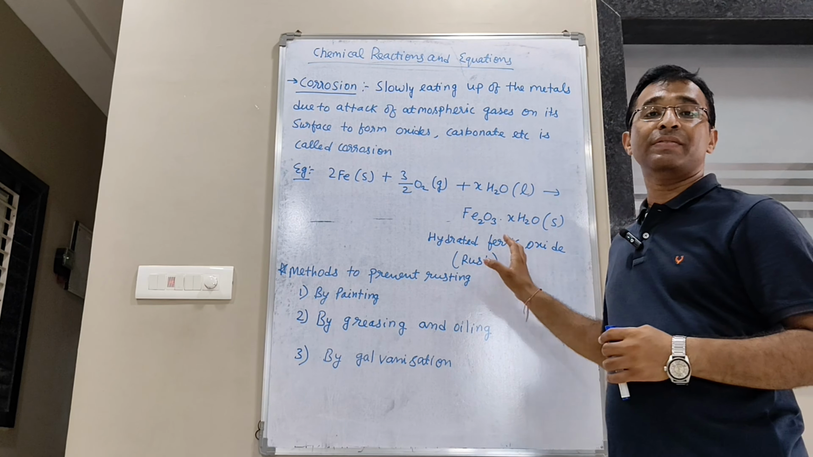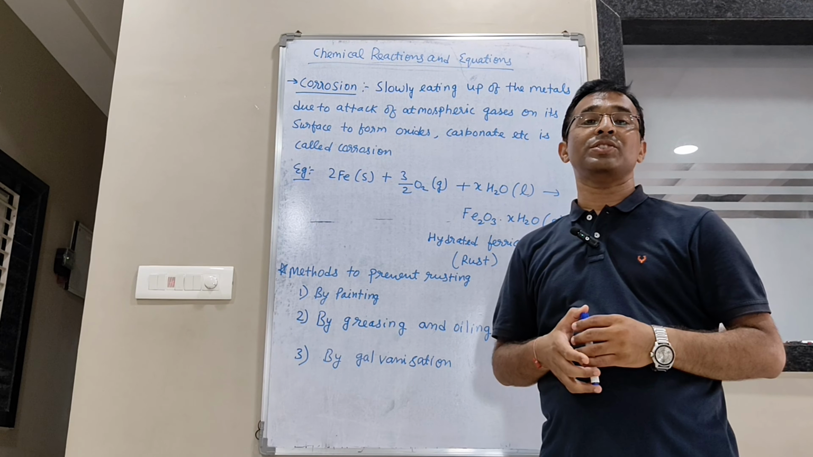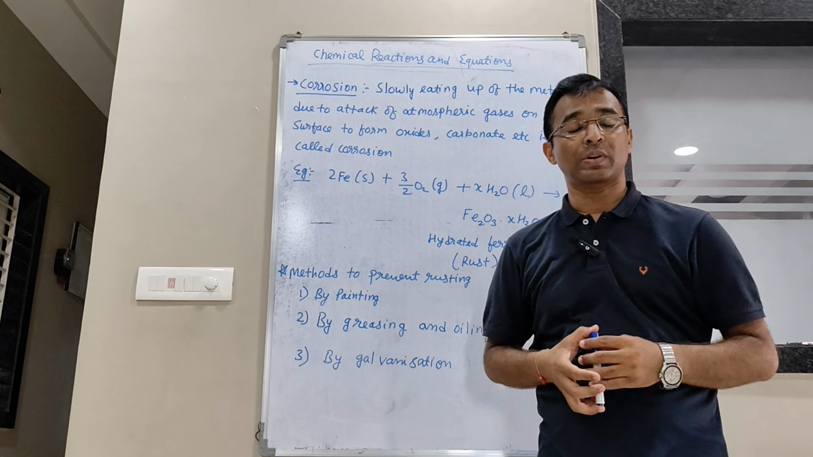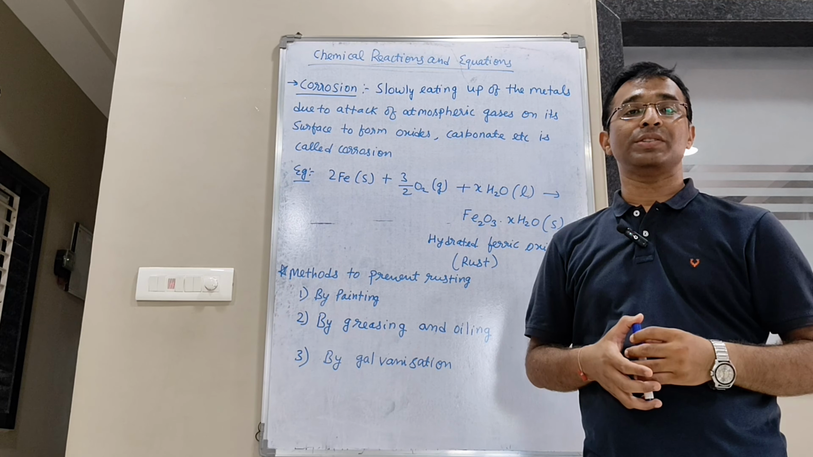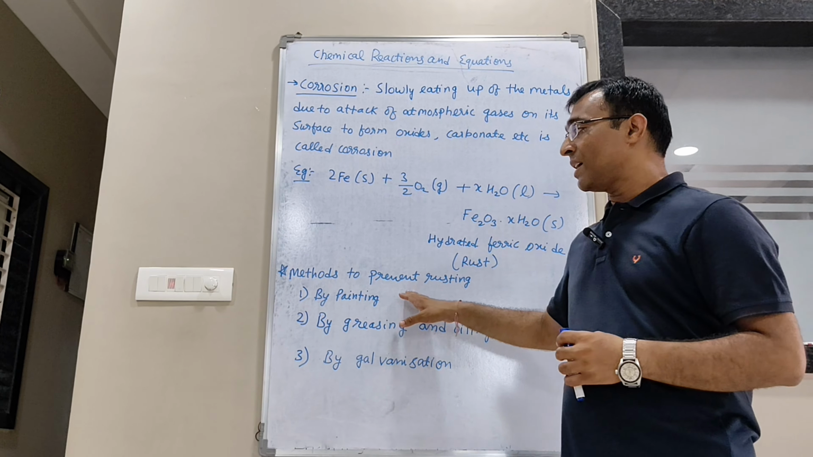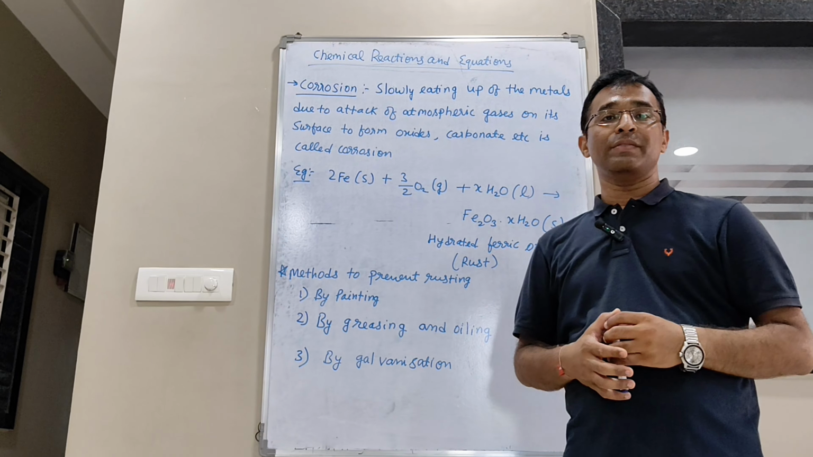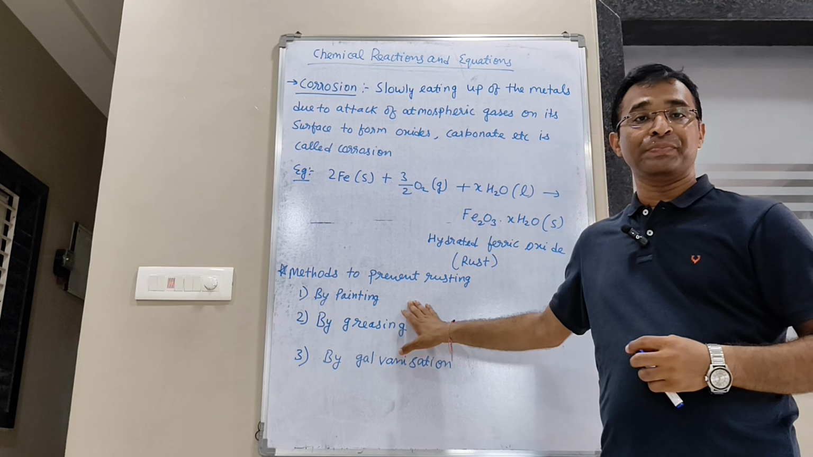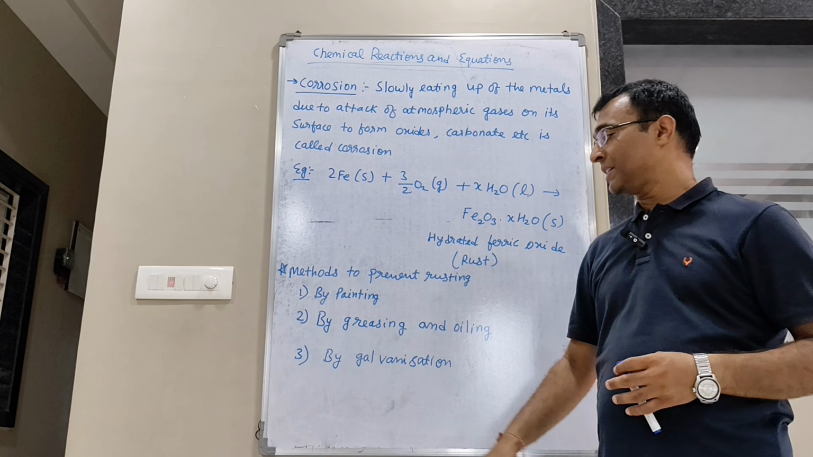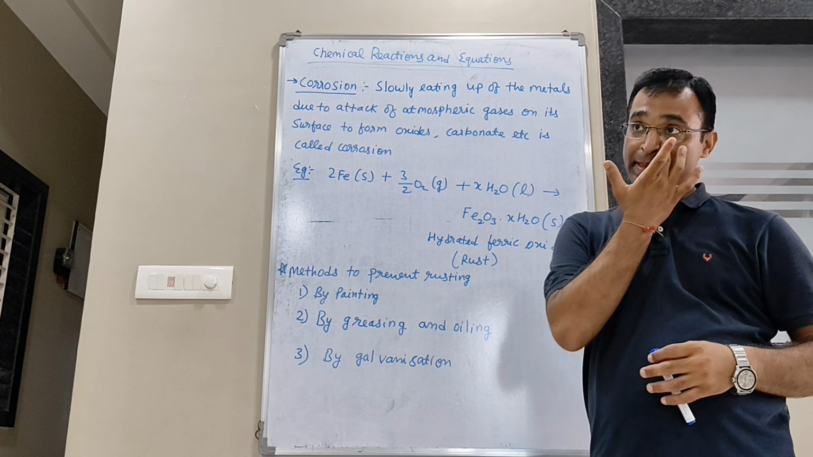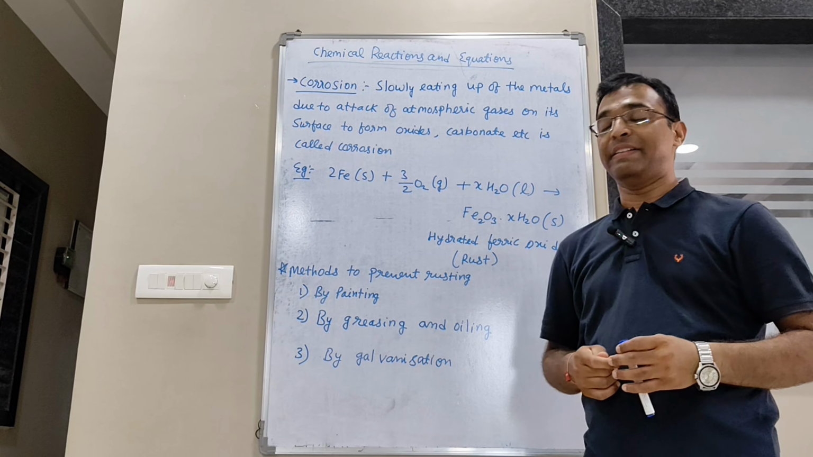So rusting leads to damage of property, and we face many economic losses due to rusting. So there are many ways to prevent rusting. The most common way is by painting. We can paint the metal object in order to prevent rusting. Second, by greasing and oiling. Again, by greasing and oiling, the rusting can be prevented.